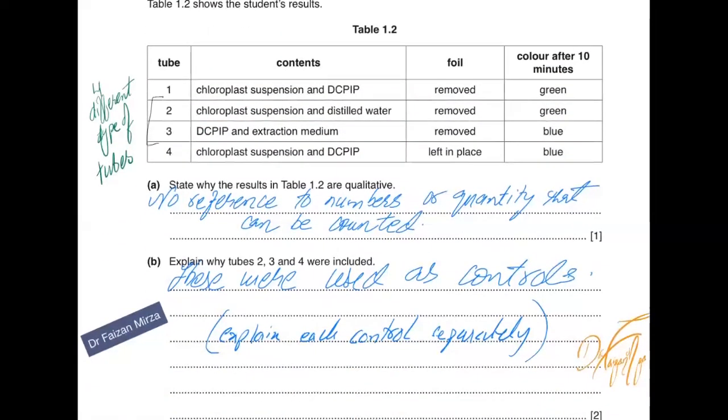State why the results in table 1.2 are qualitative. Qualitative means that there is no reference to number or quantity that can be counted. So that's the qualitative data.